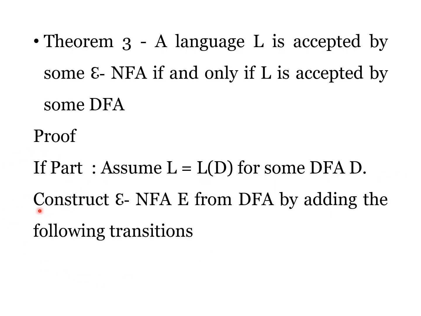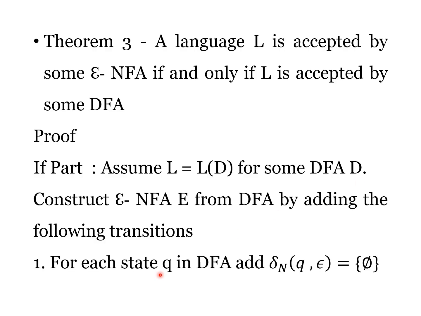So that is what we want to construct, an epsilon NFA E from the given DFA by adding the following transitions. All the other things are the same: the states, the input symbols, the start state and the final states are all similar to your DFA. The only thing that differs from the DFA is the transition. How the transitions differ, we are going to see in the next slide.